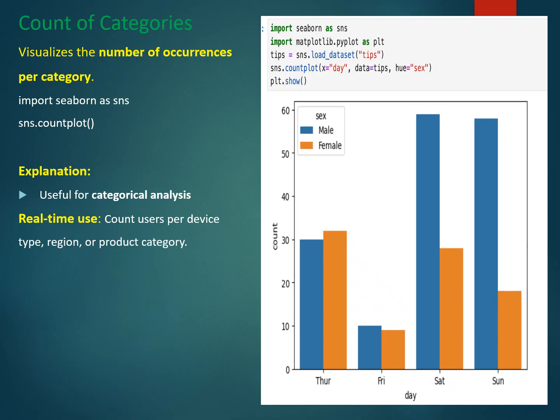Count plot. Count plot shows the number of occurrences per category. In classification problems, count plots help check class imbalance. For example, fraud versus non-fraud, churn versus not churn. If imbalance exists, we apply techniques like SMOTE, upsampling, and downsampling.